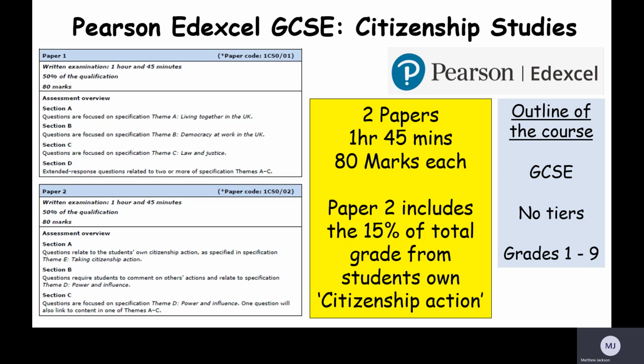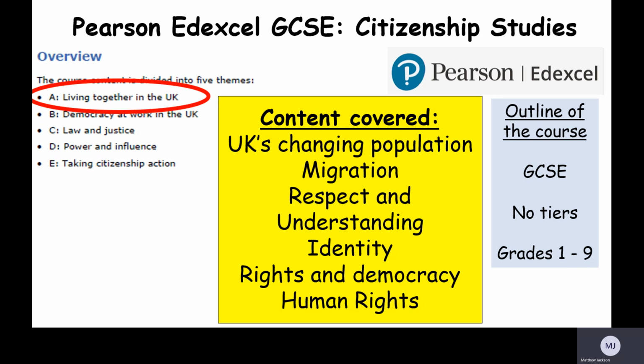In paper 1, they look at themes A, B, C, and then external sources linked to themes A and C. In paper 2, they look at theme E, which is their own citizenship action, theme D about power and influence, and then some more sources relating to theme D, and one of the questions will be linked to themes A and C. Paper 2 includes a total of 15% of the whole grade awarded from the student's own citizenship action, and I'll discuss that further on in the presentation.